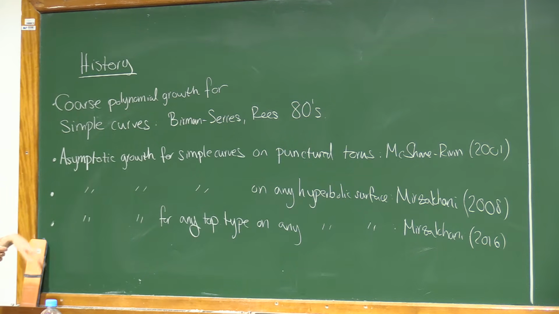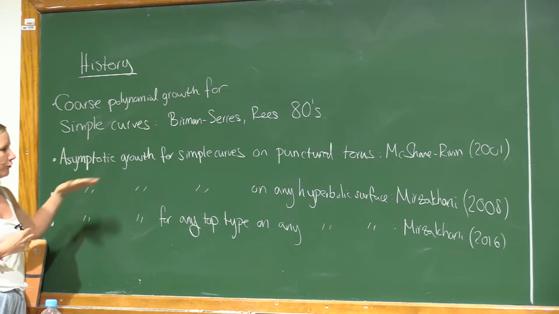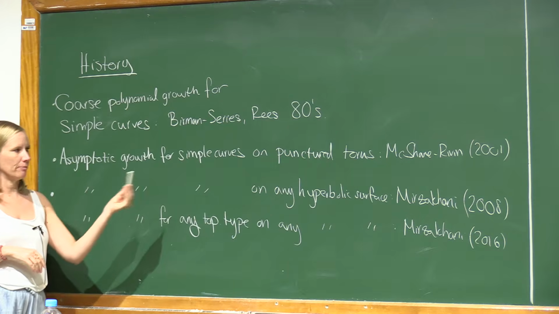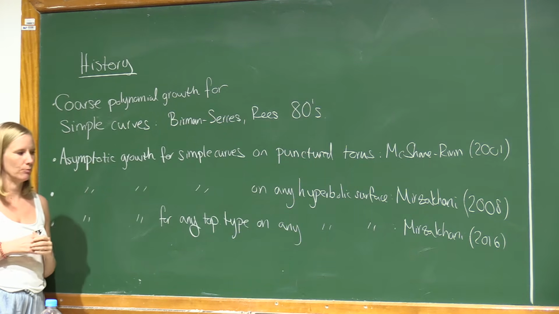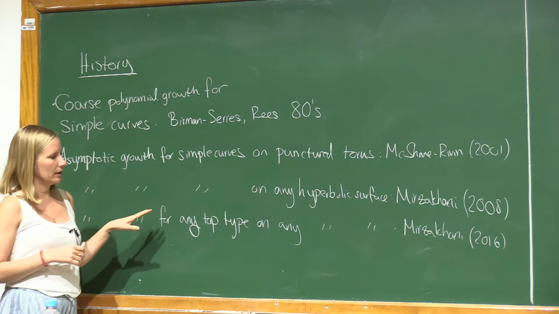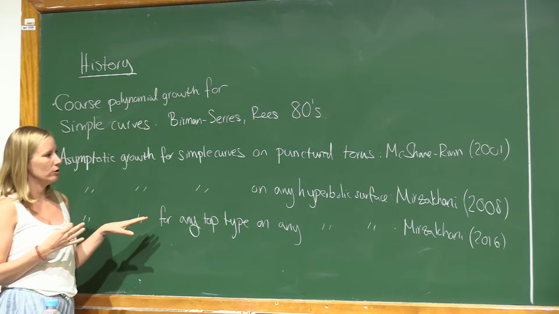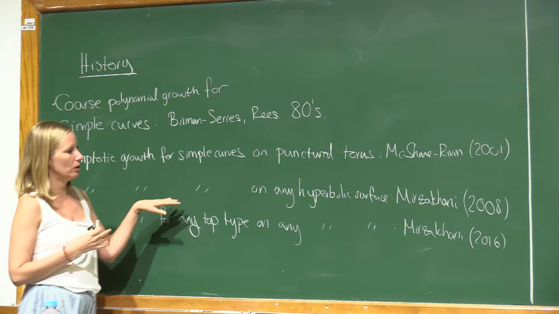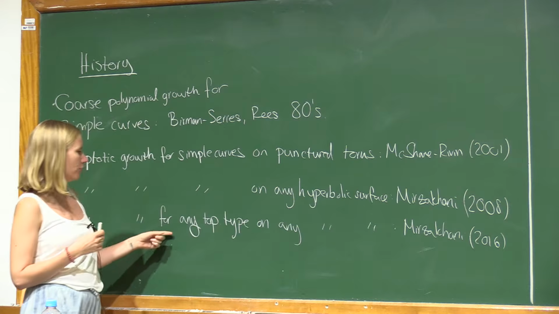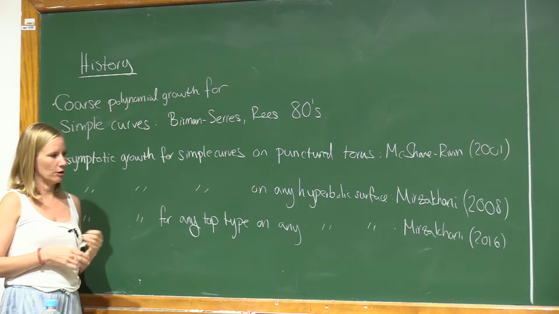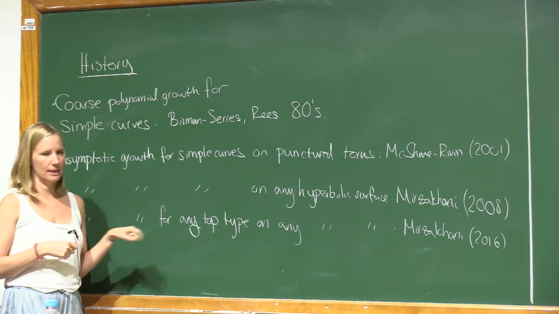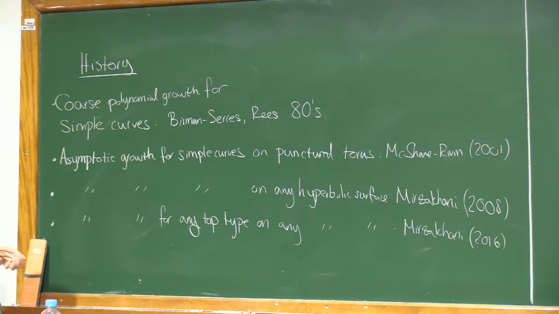And then I mentioned this briefly yesterday, that the first asymptotic growth was done by McShane and Rivin in the case of a punctured torus and simple curves. And then came Mirzakhani's work, who proved it in full generality. First for simple multicurves of a fixed topological type in 2008, and then for any fixed topological type, so not necessarily the orbit of a simple one, but the orbit of any closed geodesic on any hyperbolic surface, in 2016.